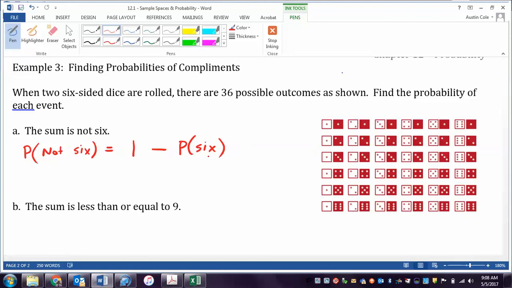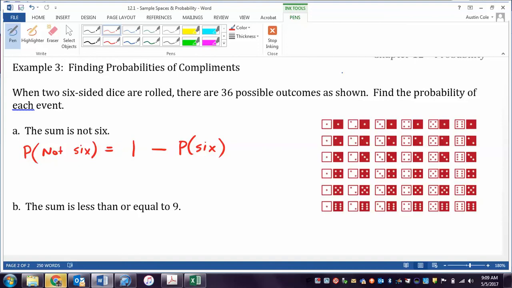If I said, hey, the chances of us having a free day today is 25%, what's the chance of us not having a free day? Well, it's 1 minus the chance of us having a free day. So 75%. So the chance of not rolling a 6 is 1 minus the probability of rolling a 6. Now, why are we doing this? So I don't have to count all the not 6s.